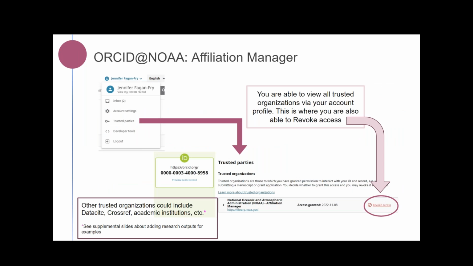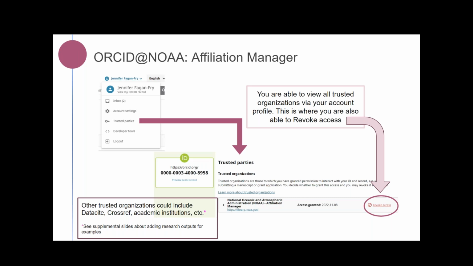The other thing here, this may look a little crazy, but I wanted to highlight within your own ORCID profile, you can look at your trusted parties and see who you have listed as a trusted organization. So here you can see I have NOAA, and you can see where you can revoke access. You are able to revoke access at any point in time. I just want to stress that you do still have control over all of this information.